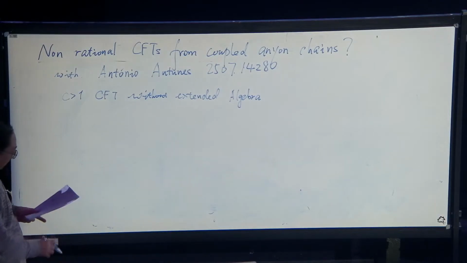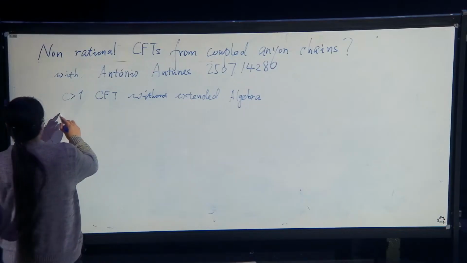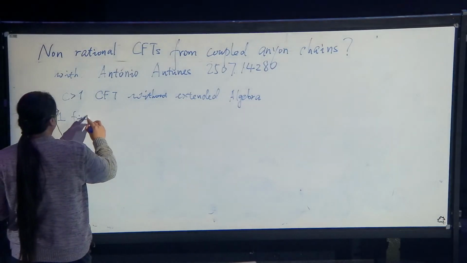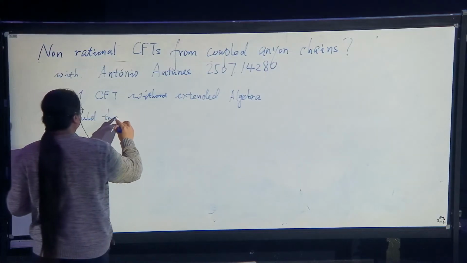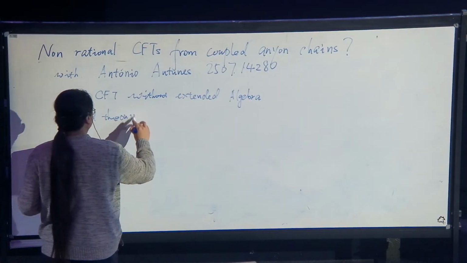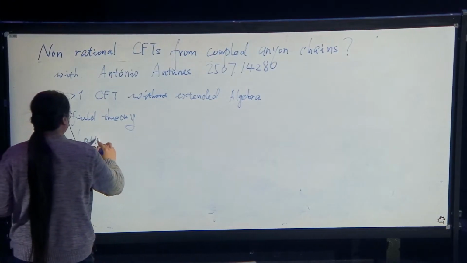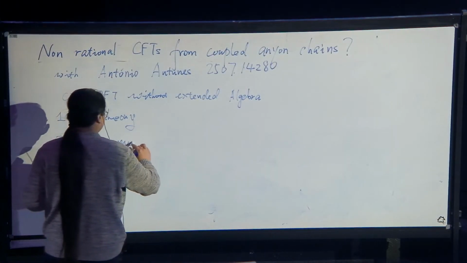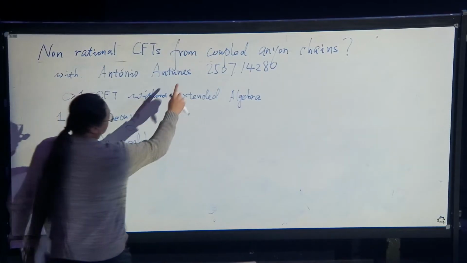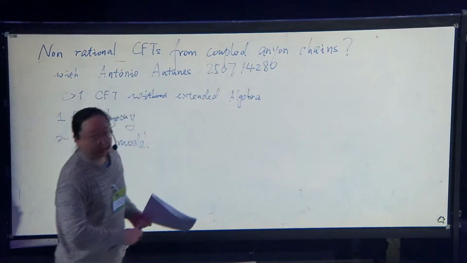So the talk would be in two parts. The first part would be the field theory description. The second part would be some lattice model, which is basically what coupled anyon chains means. Okay.